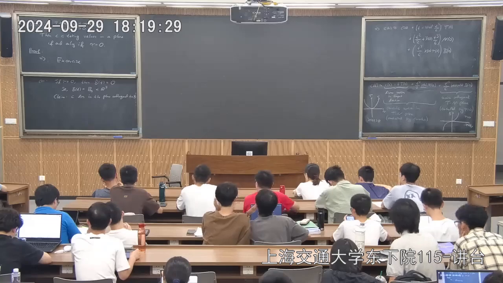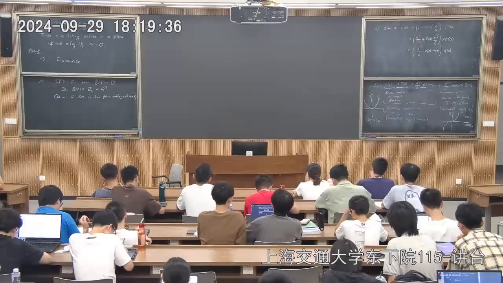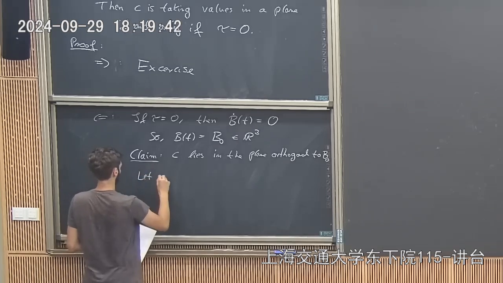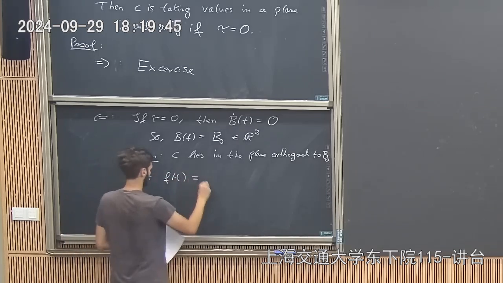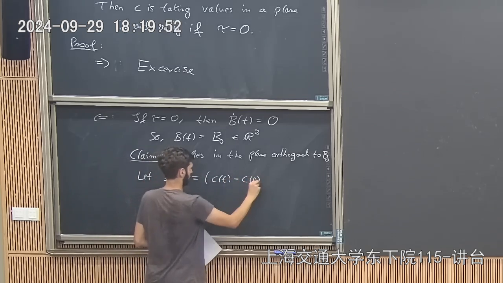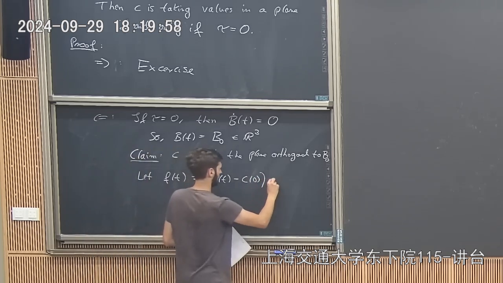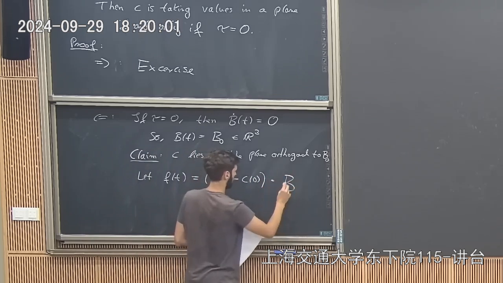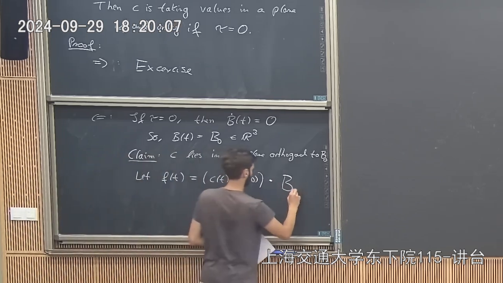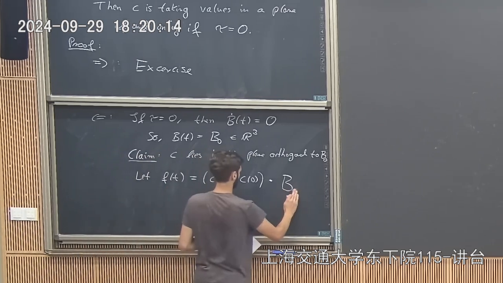So that would then really be the T-N plane, right? So how do we prove that? We define, in some way, a test function, which takes the difference between the curve and some original point, and then takes the dot product with b0, or with b itself.